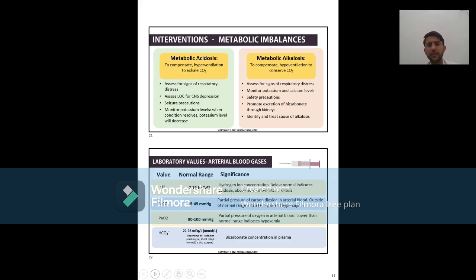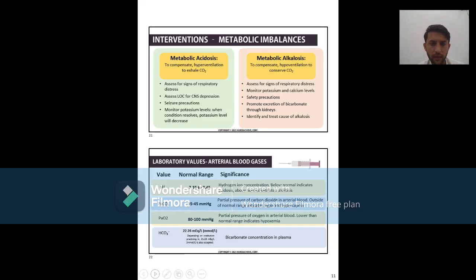PaO2, the normal range, is 80 to 100 millimeters of mercury. Partial pressure of oxygen in the arterial blood lower than normal indicates hypoxemia. We have to measure it closely when the patient is on ventilator support or admitted in the ICU.